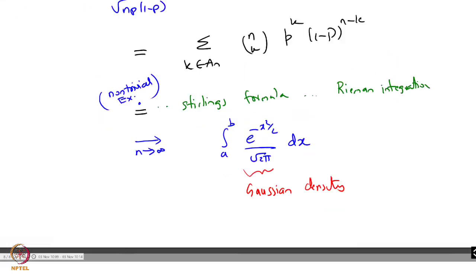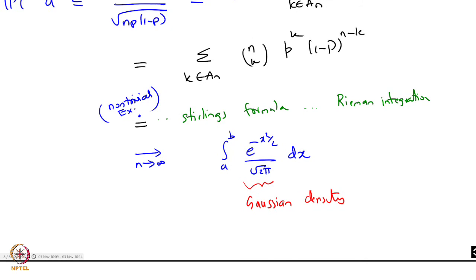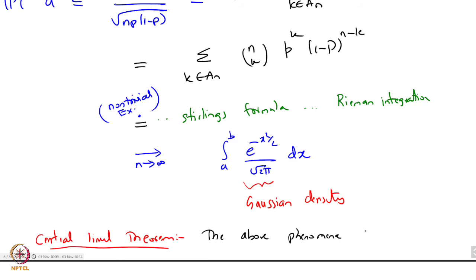And this is something that we will do maybe in about 4 weeks from now, the last week of class. This phenomenon is something we'll revisit. The central limit theorem will tell you that this phenomenon is universal. In what sense, I'll explain later on in class, in the last week of class.